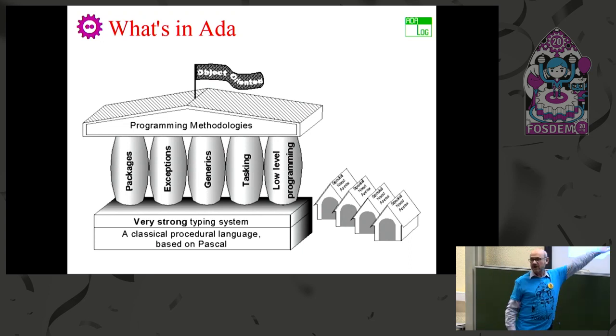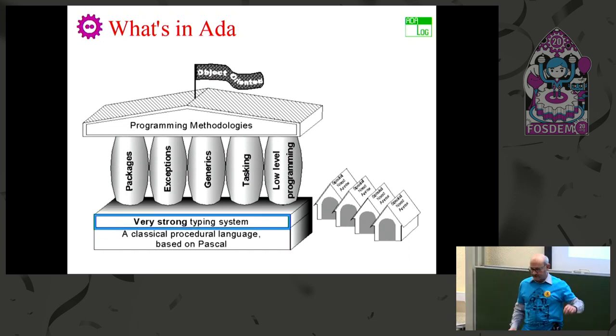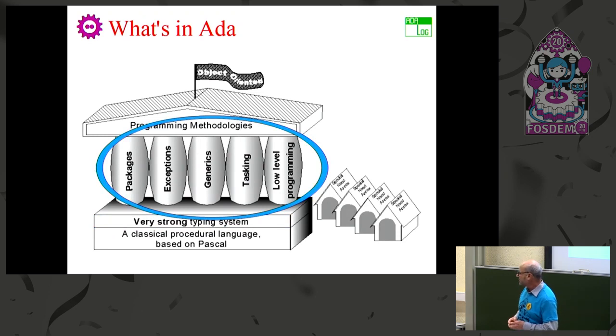On top of that, you have a very strong typing system. The typing system is really the backbone of the language. Everything is directed by the notion of type. Almost every other language appears as weakly typed compared to Ada. So we'll have some examples.